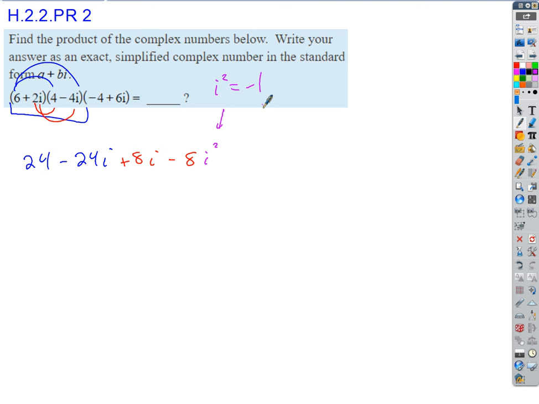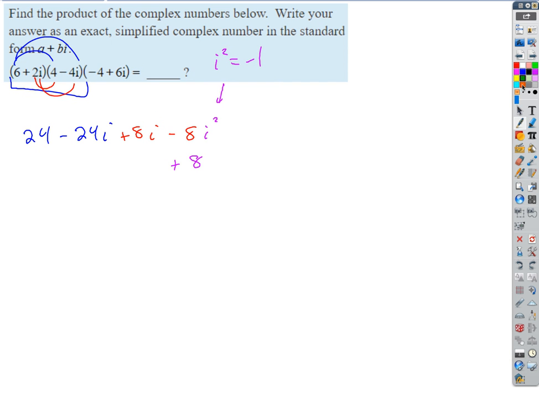Okay, so what's our rule then? When we end up with an i squared term, what do we do to that term? Positive coefficient. Okay, so we just flip the sign of the coefficient, right? We just change the sign of the term. So this one, instead of writing minus 8i squared, we automatically write it as plus 8, right? Then all we have to do is add like terms. So what do we get? 24 plus 8 is 32. Negative 24i plus 8i, negative 16i. So then that's the result when we multiply those first 2 together.